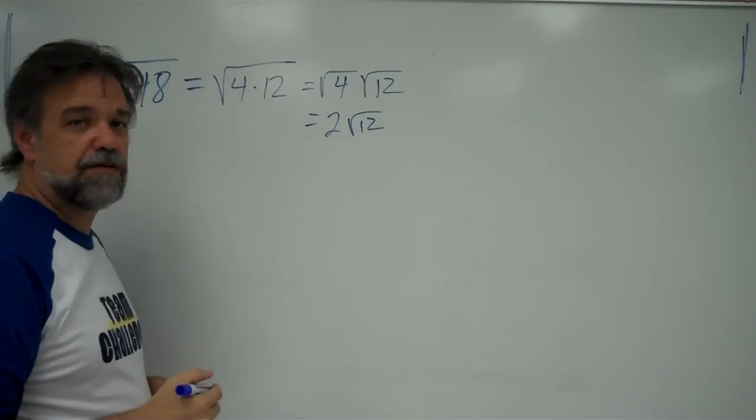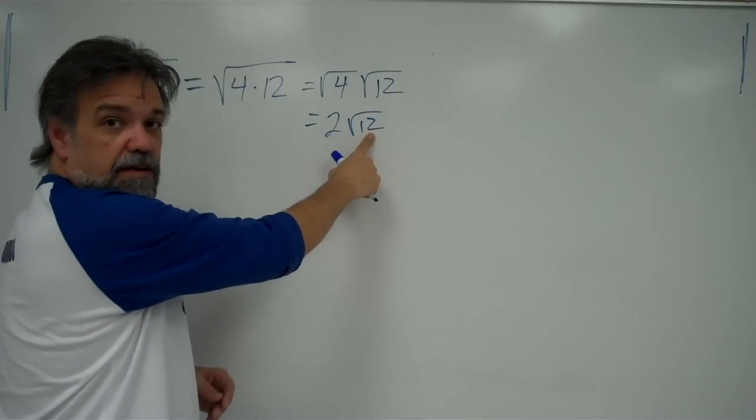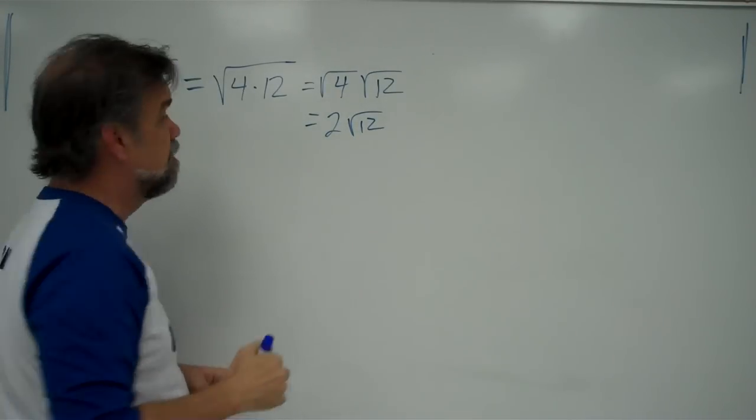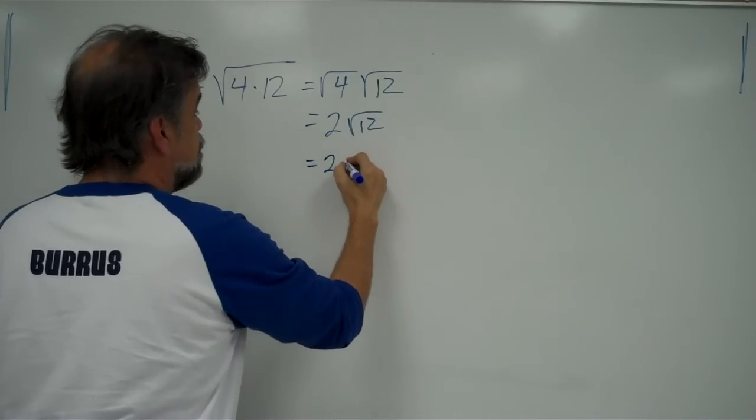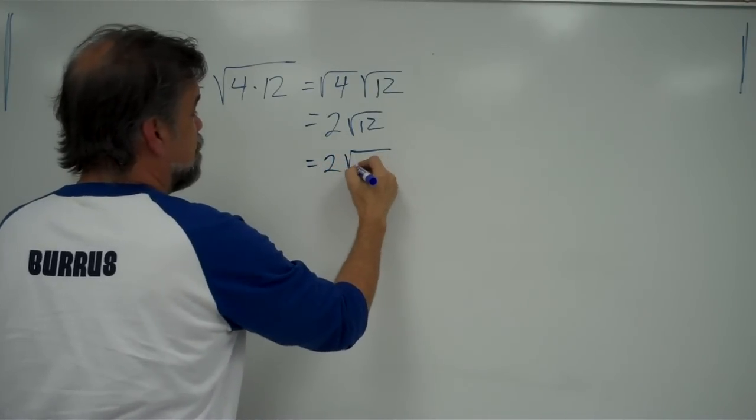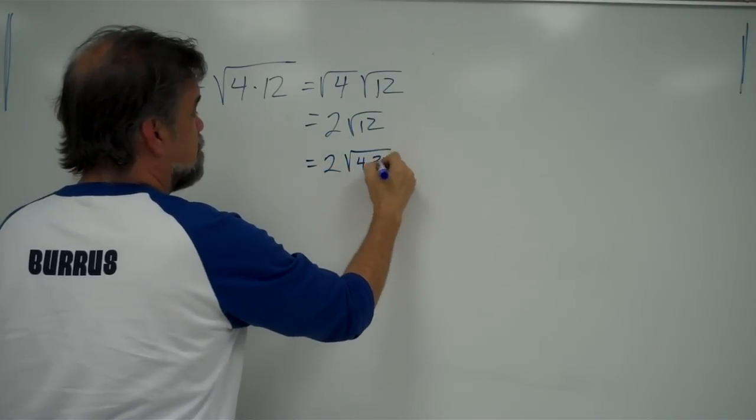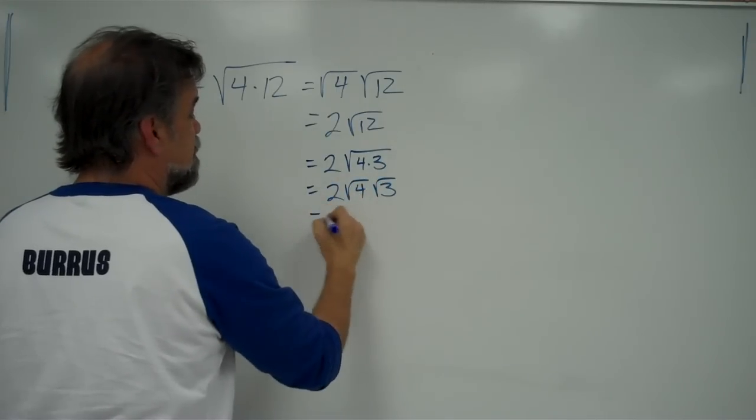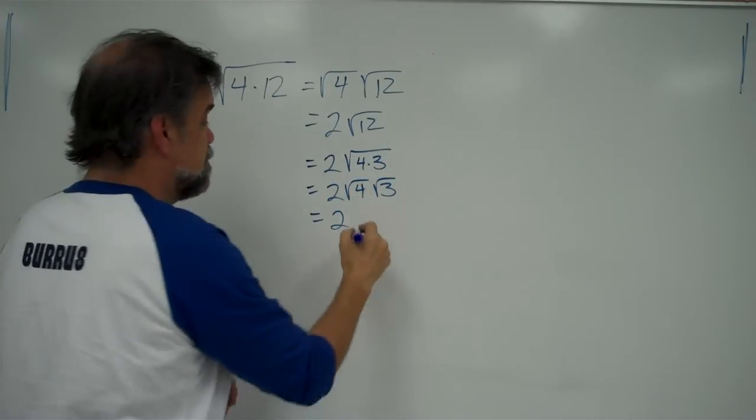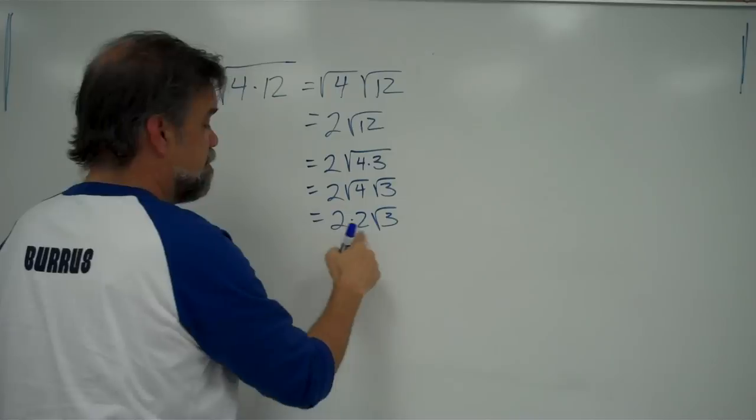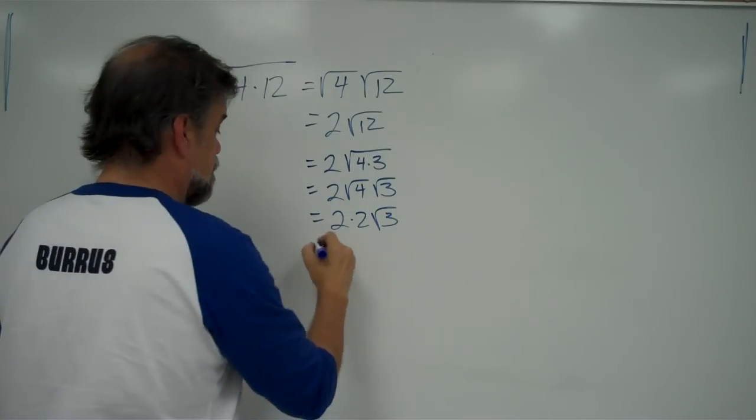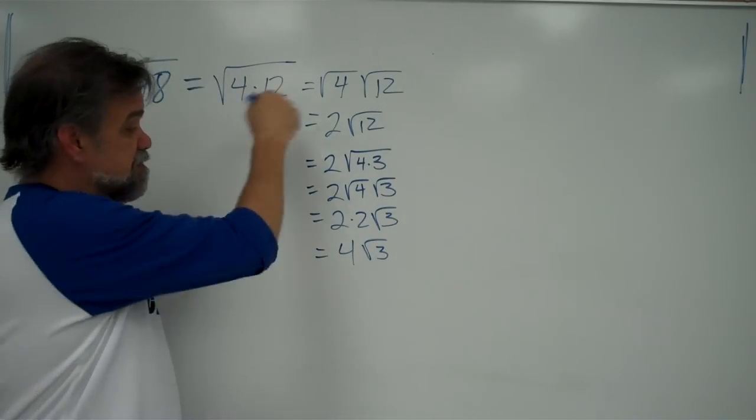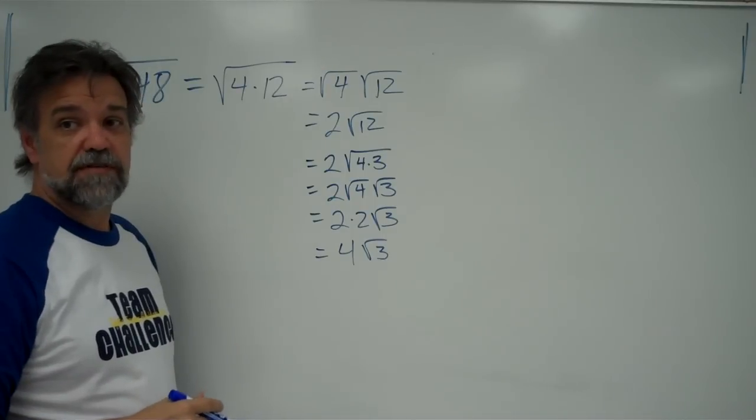Okay, that's all fine and good, except we're not done yet. 12 is not as small as it can go. 12 is still a multiple of a perfect square. Aha! So this is 2 times the square root of 4 times 3, which is 2 times the square root of 4 times the square root of 3, which is 2 times 2 times the square root of 3. And I know what 2 times 2 is. That's 4. 4 times the square root of 3. I get to the same place. It takes me longer, but I still get to the same place.